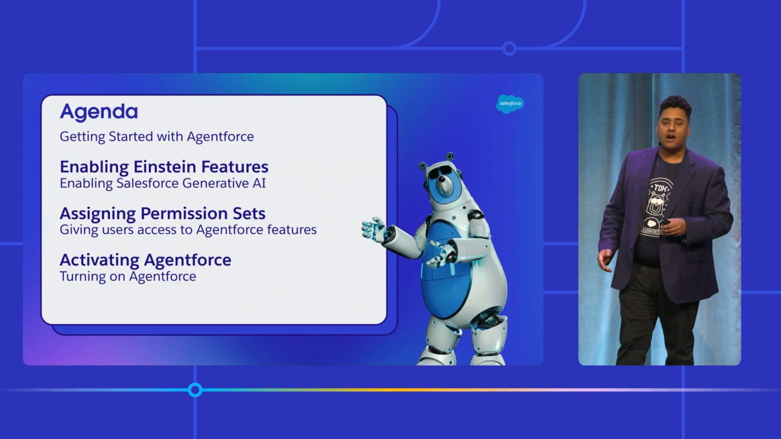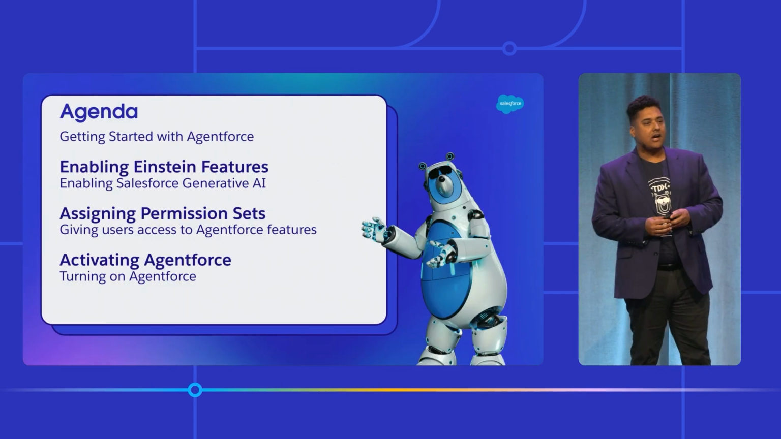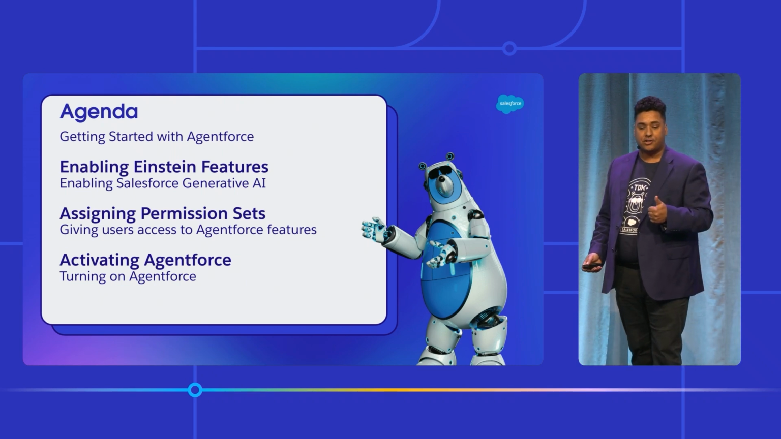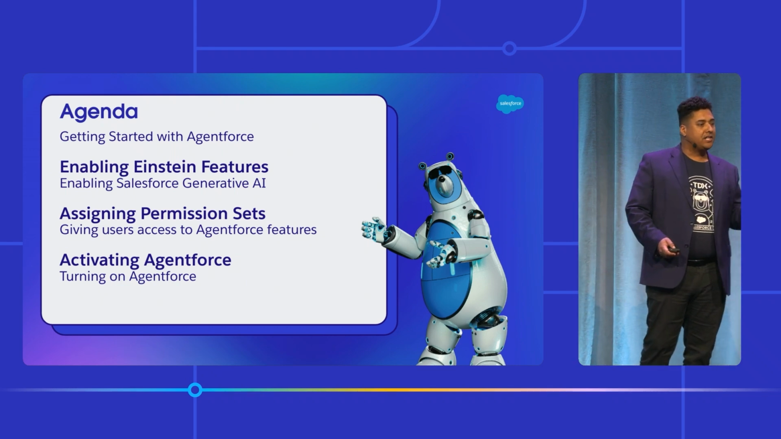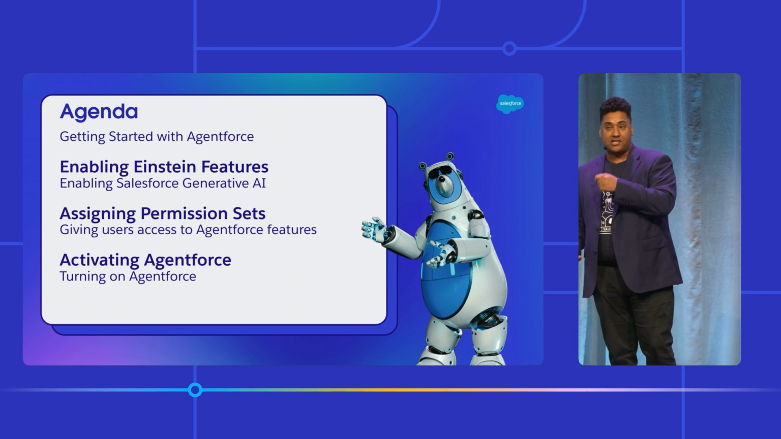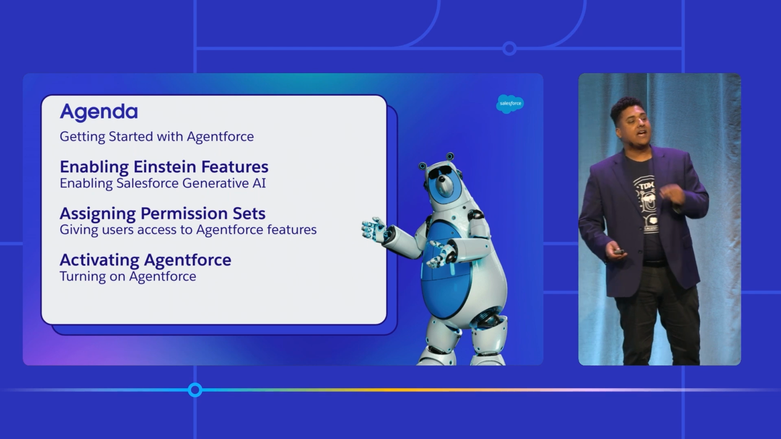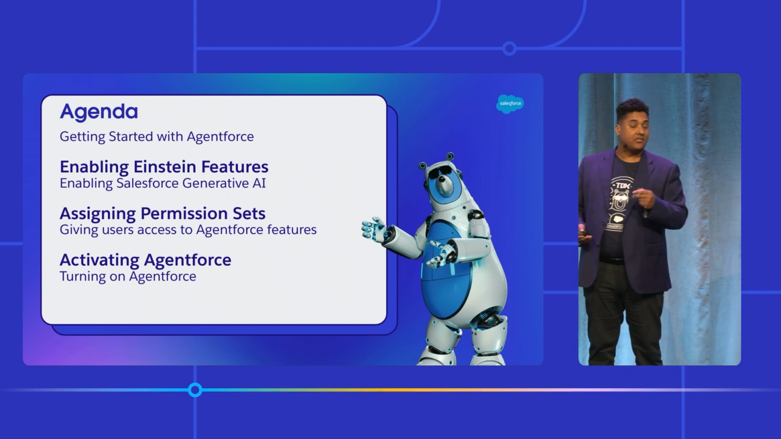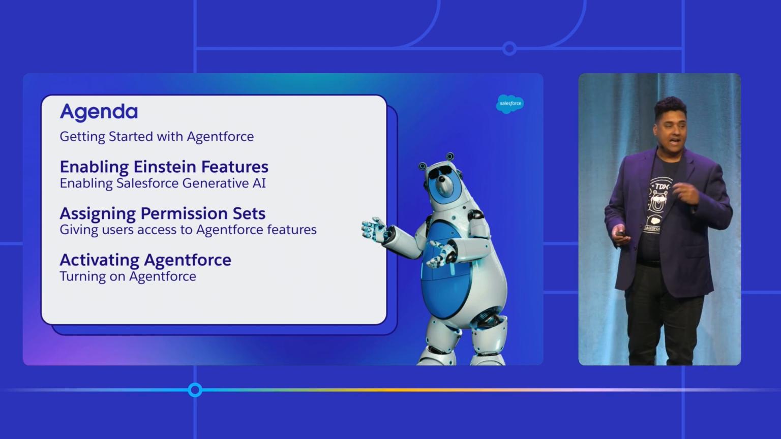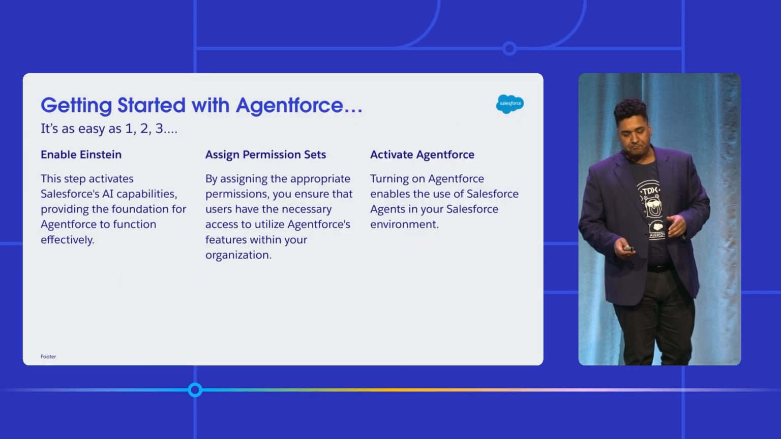All right, so for our agenda today, we are going to talk about enabling the Einstein features and what that means, what permission sets and permission set groups that we want to set up to enable Agentforce, and then what it looks like to actually activate Agentforce and some of the things that you're going to get with it right away as it exists right now.